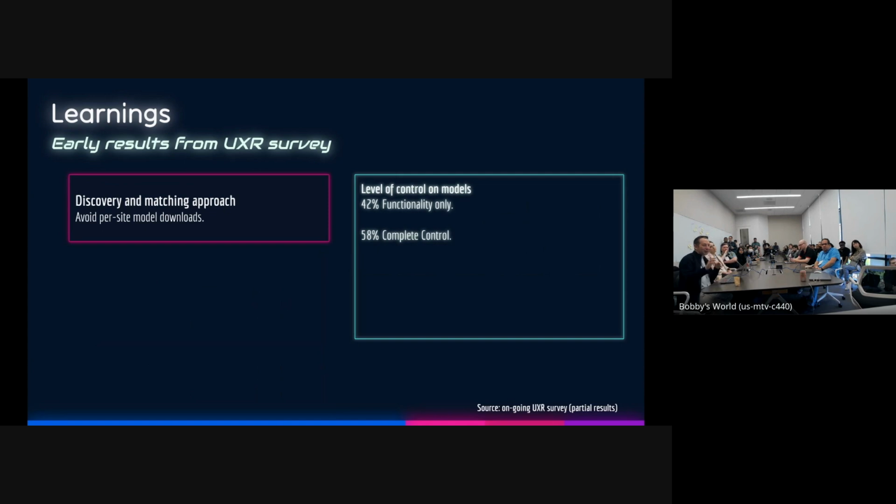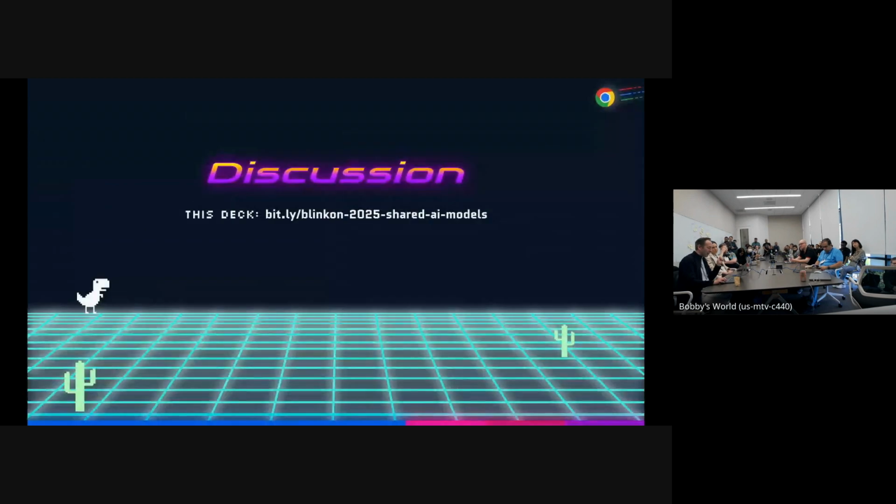And about this idea of having APIs where you can discover what's available and use it if it matches your needs, I was asking if people really want control over the model and the version and whatnot, or if they just care about the functionality. And it's kind of a mixed bag. It's like 60%, 40%. So maybe there's still something to explore. And with that, that's all I have to share.